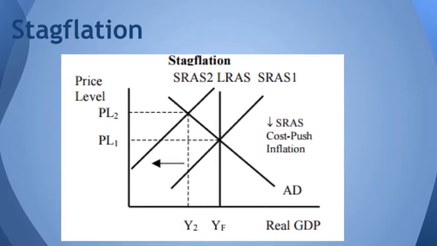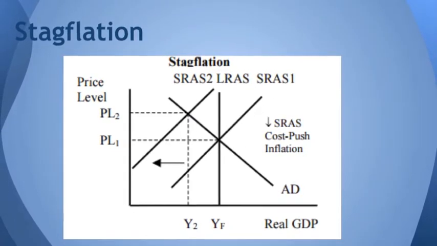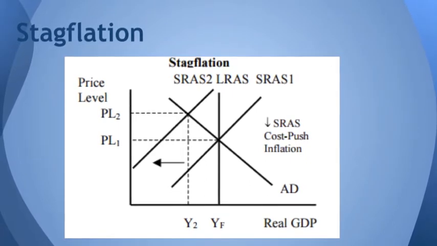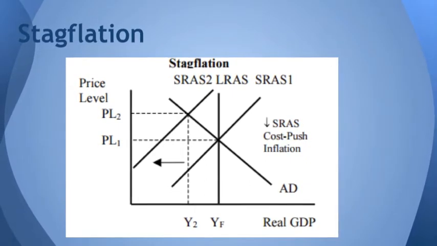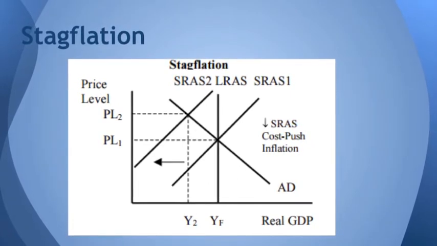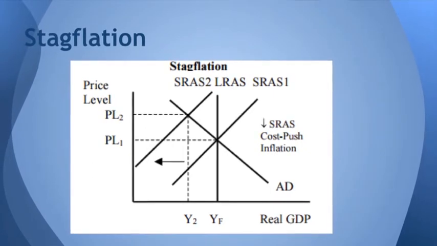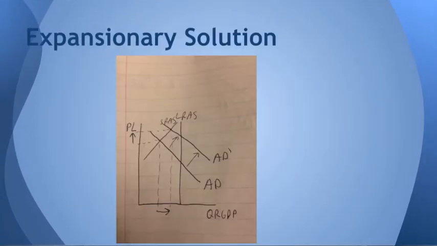Stagflation is unlike a recession or inflation in that it deals not with the change in aggregate demand, but rather in the short-run aggregate supply. Specifically, the short-run aggregate supply decreases, causing both high prices and high unemployment, a double whammy. There is no easy fix for stagflation.